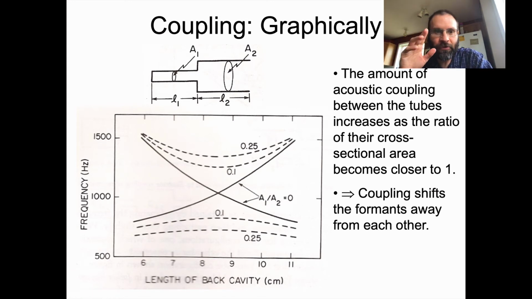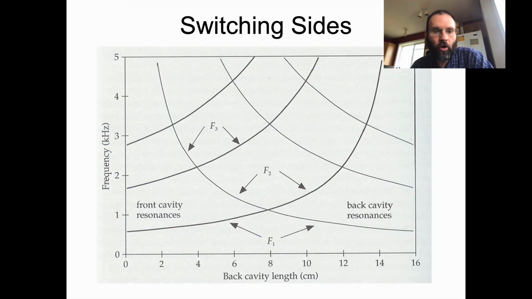So if we only have two tubes and we know the length of one of the tubes, we'll automatically know what the length of the other tube will be because they both have to add up to 17.5 centimeters at the end of the day. So that's all that's being plotted here in terms of the back cavity length. And then based on the back cavity length, we could calculate the values of the back cavity resonances. And because we automatically know what the front cavity length is going to be, we could calculate the values of the front cavity resonances as well.